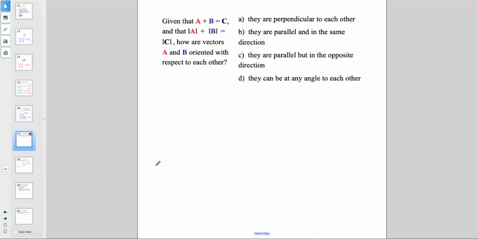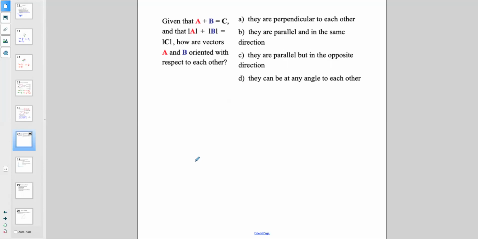So let's take a look at this little example. Given that A plus B equals C, and that the magnitude of A plus magnitude of B equals magnitude of C, how are vectors A and B oriented with respect to one another? They are perpendicular to each other, they are parallel and in the same direction, they are parallel but in the opposite direction, or they can be at any angle to one another.